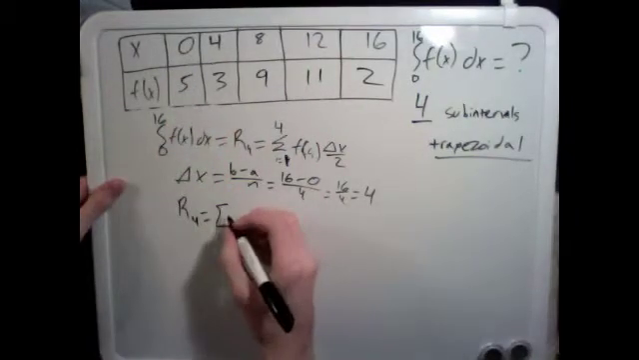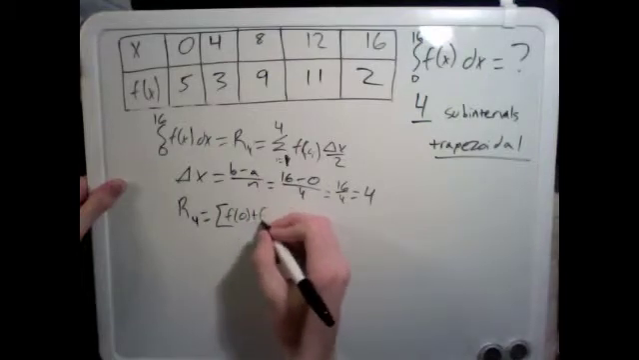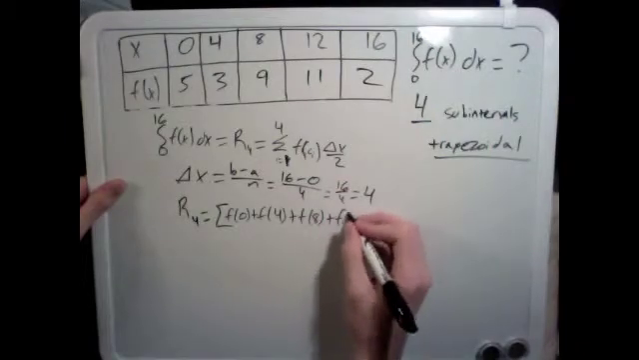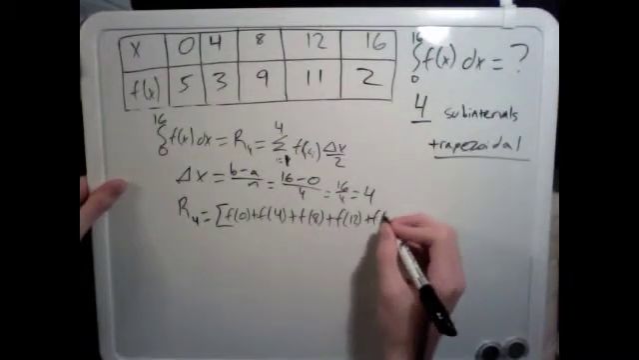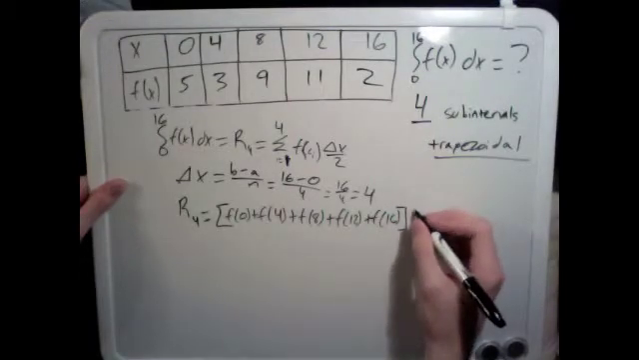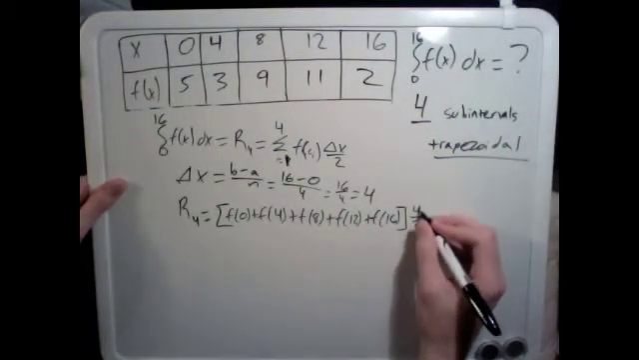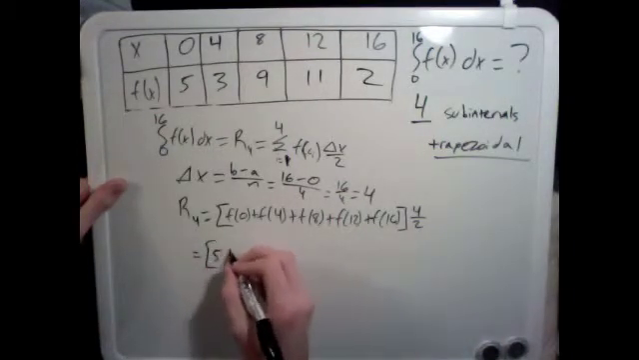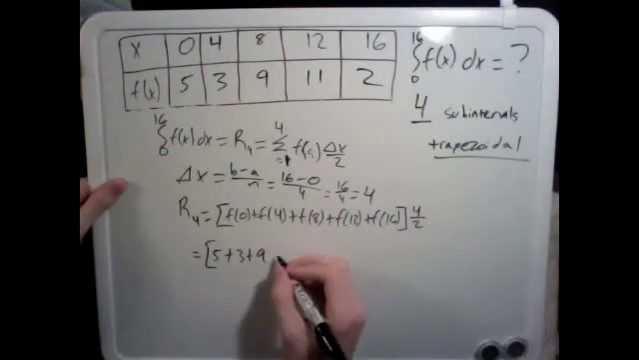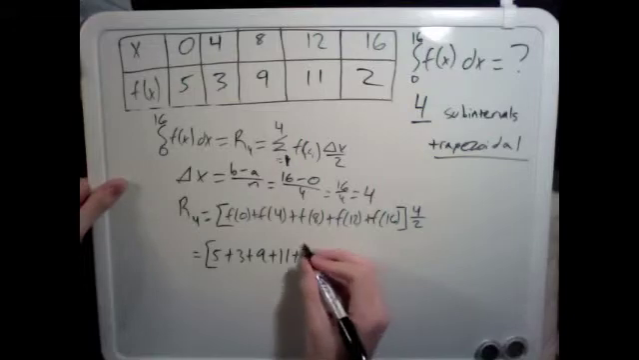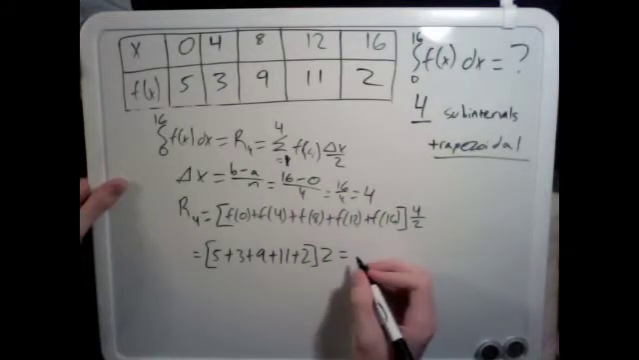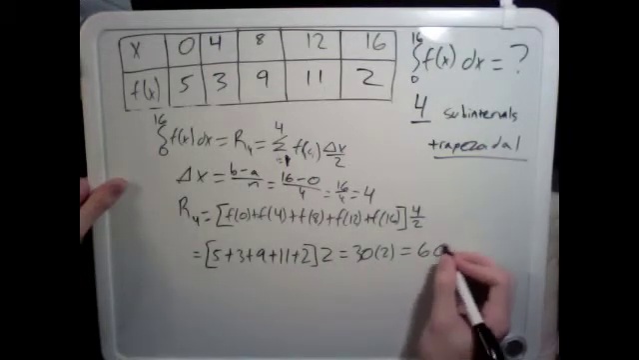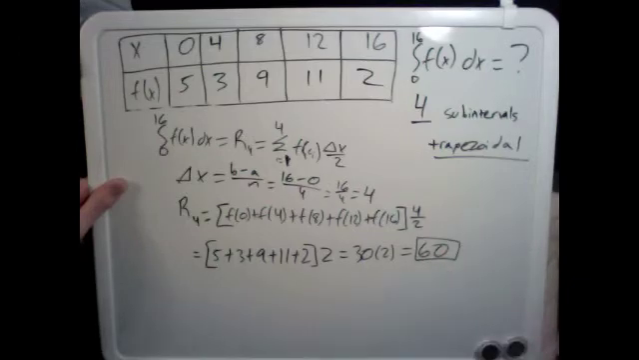So we're going to use f of 0 plus f of 4 plus f of 8 plus f of 12 plus f of 16. And we're going to multiply that by our delta x over 2. So that's going to be equal to 5 plus 3 plus 9 plus 11 plus 2 times 2, which is going to be 30 times 2, which is equal to 60. And that's going to be our answer.